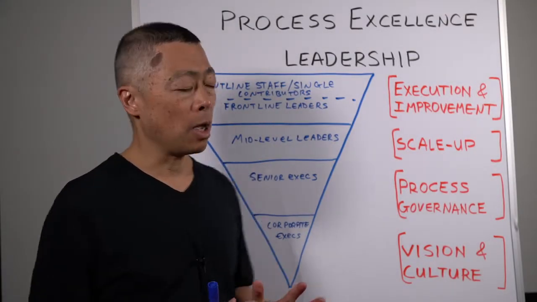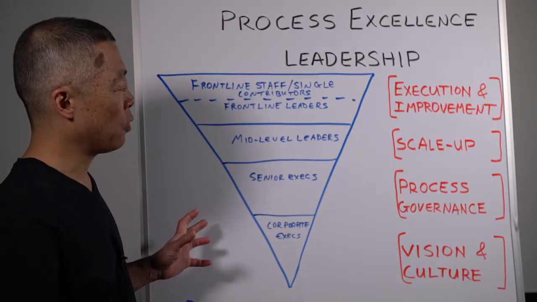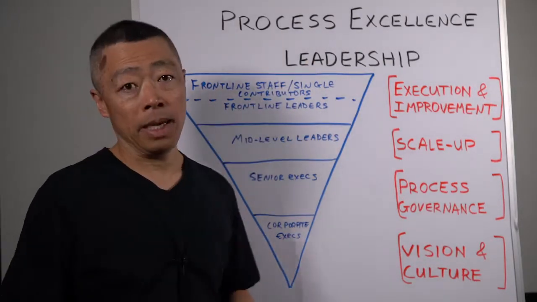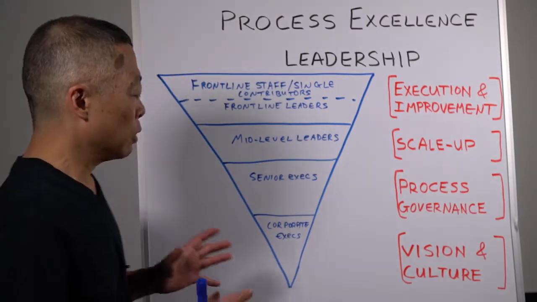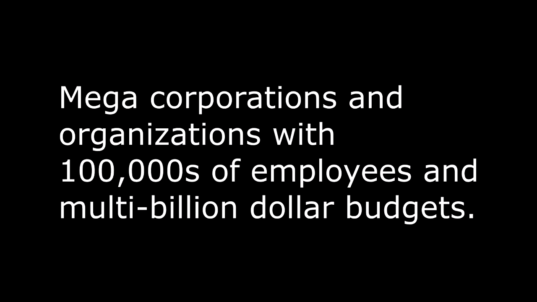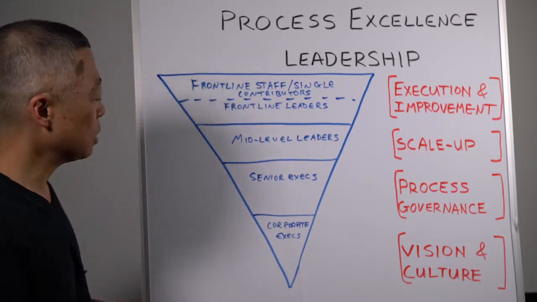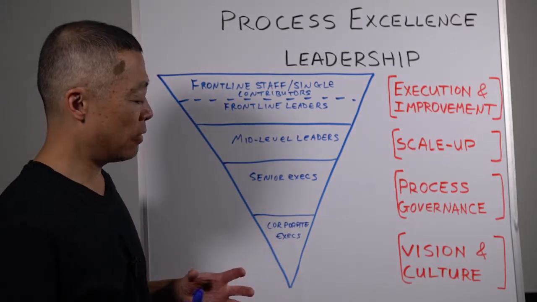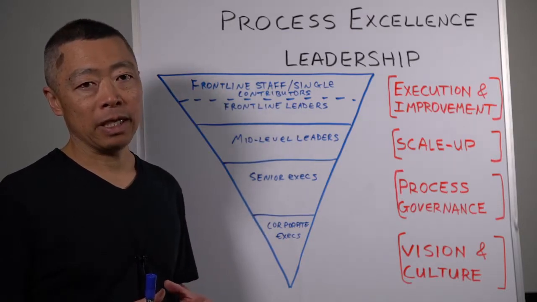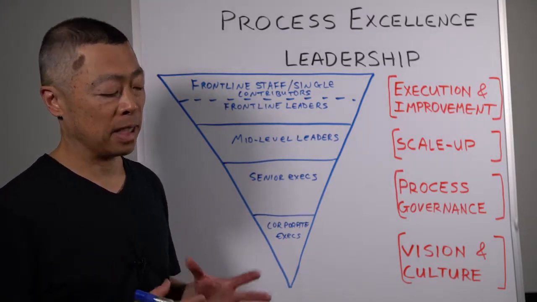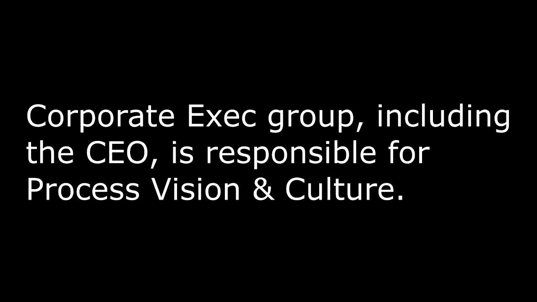In this segment, I'd like to describe who in the organization performs these four main process roles. We'll start with the example of the largest and most complicated organizations and corporations that exist. These would be entities with hundreds of thousands of people in them, many billions of dollars in sales and budget. In those cases, the CEO will have a group of corporate executives that report to him or her. That's sort of the office of the CEO, if you will.